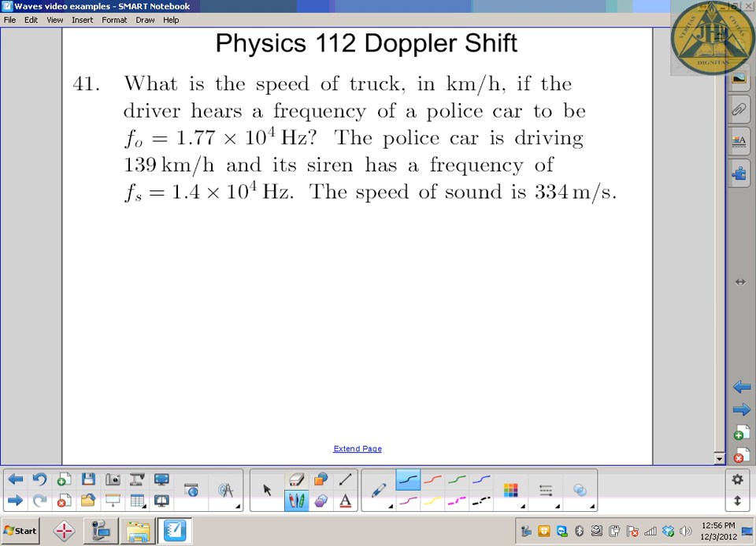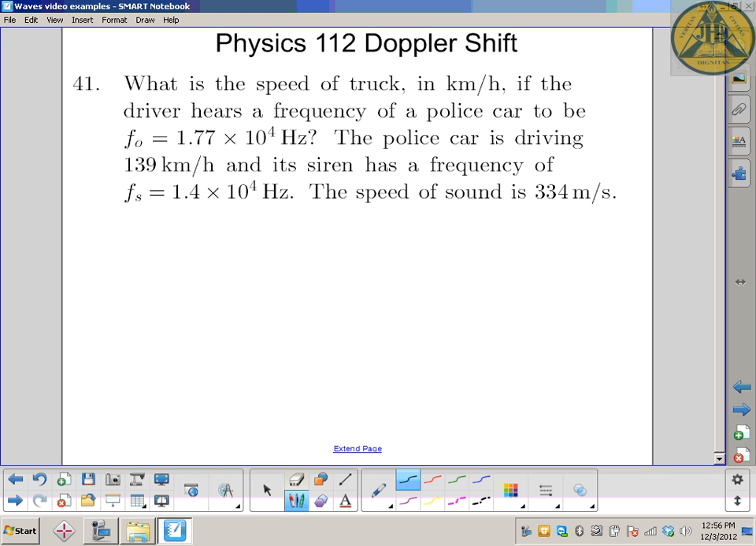Okay, this is a Doppler shift question for a grade 11 class, question 41 from your worksheets. This asks a little bit different now. We're given two frequencies, the observed frequency and the frequency of the source, and we're trying to figure out how fast an object must be moving. So let's read through this carefully.